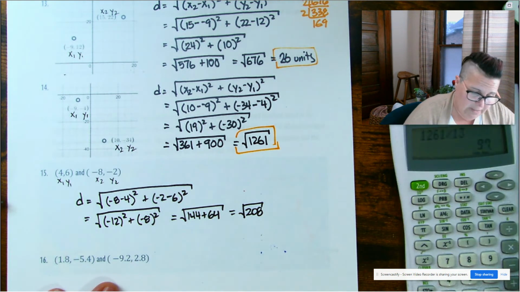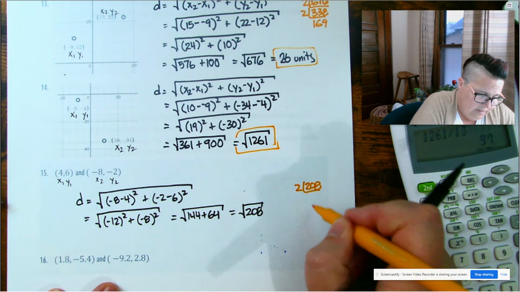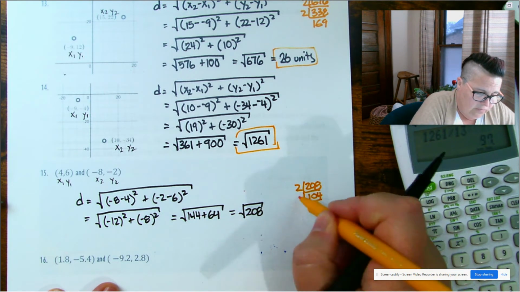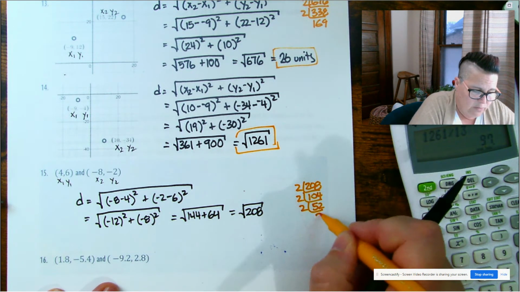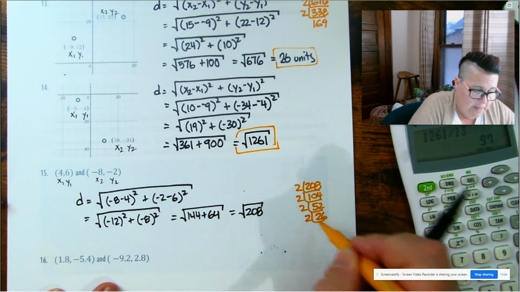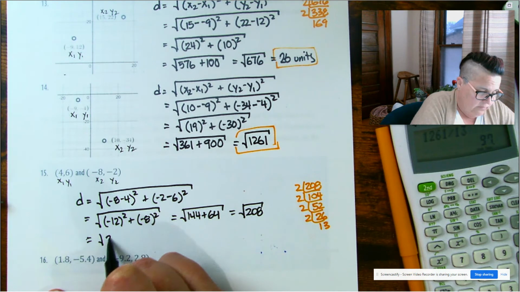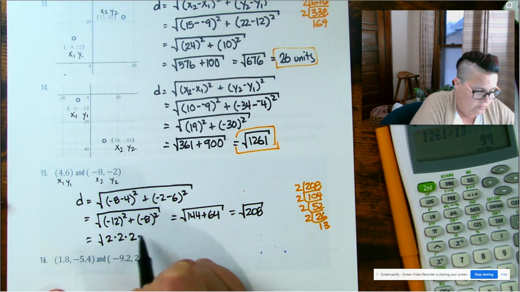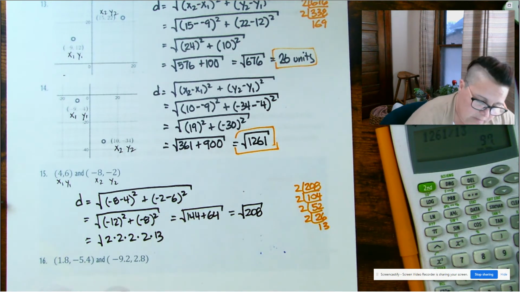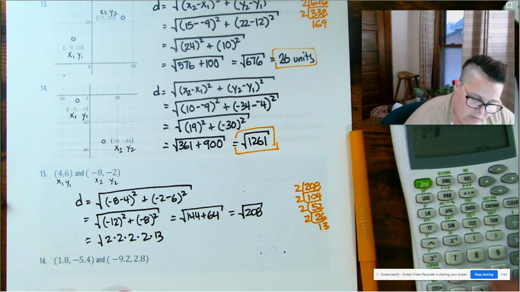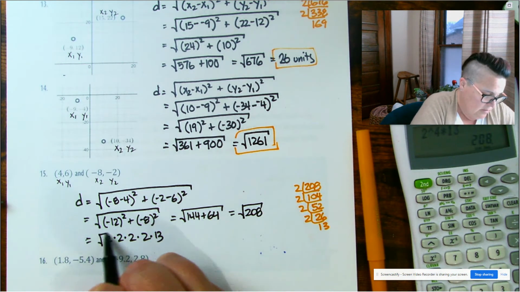Square root of 208. Let's do that thing. 208 is even, and if I divide by 2, I get 104. And if that's even, I get 52. And if I divide by 2, I get 26. And if I divide by 2, I get 13. So this is going to be the square root of 2 times 2 times 2 times 2 times 13. So I'm going to check it. 2 to the 4th times 13, and I do get 208.